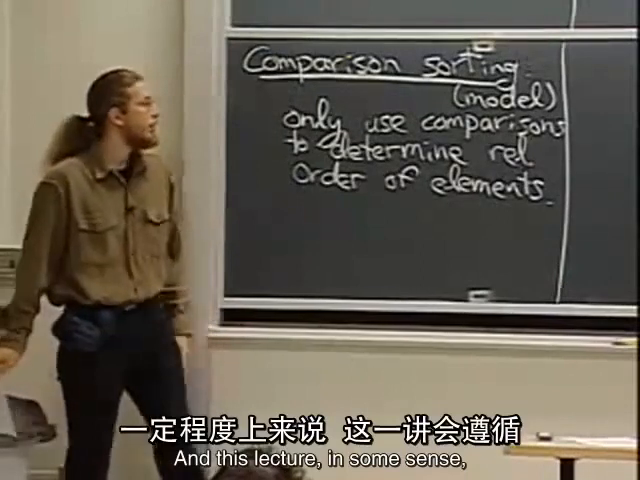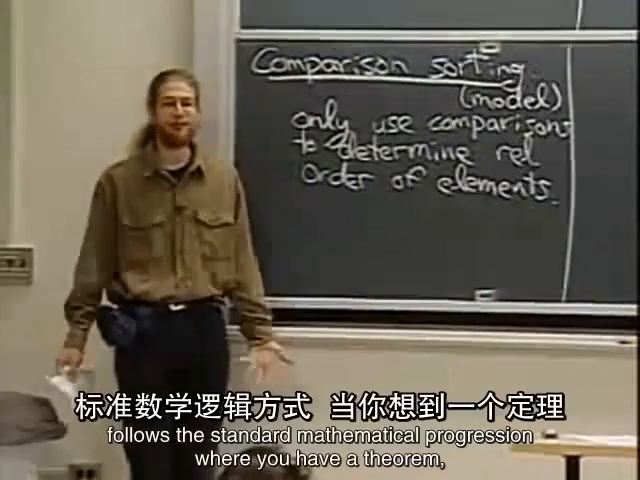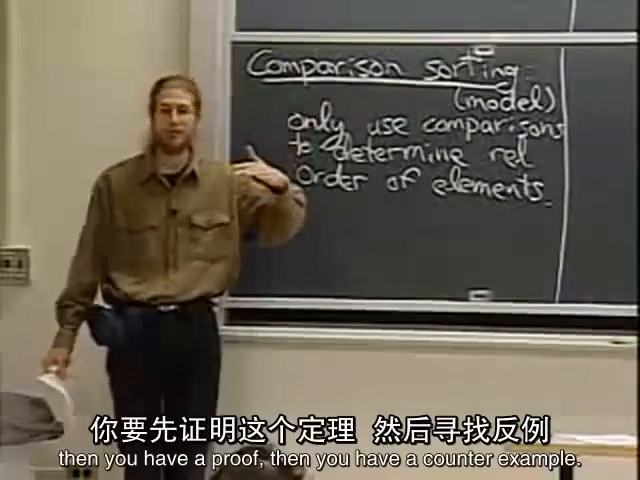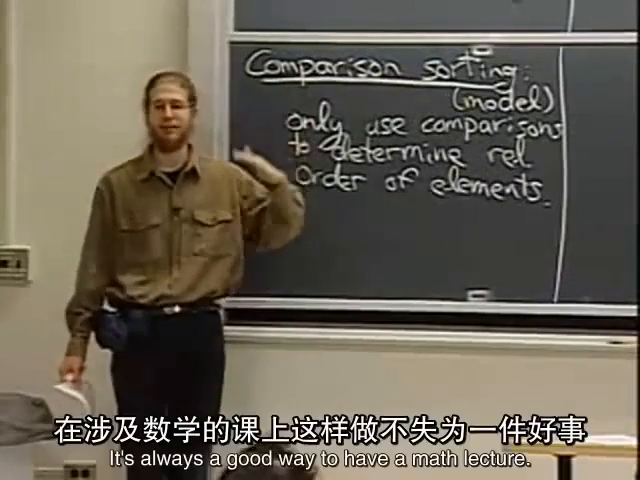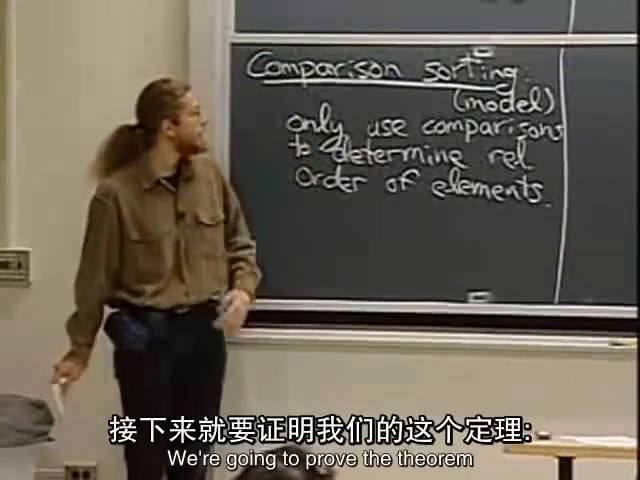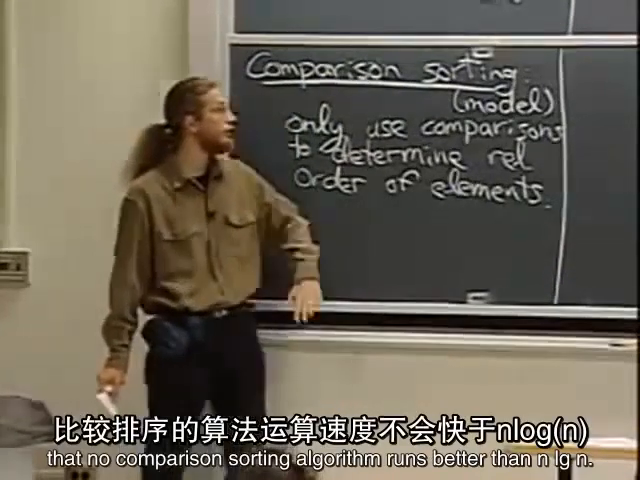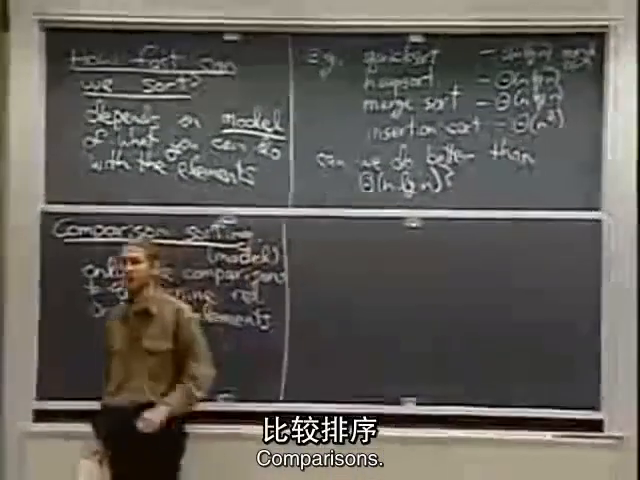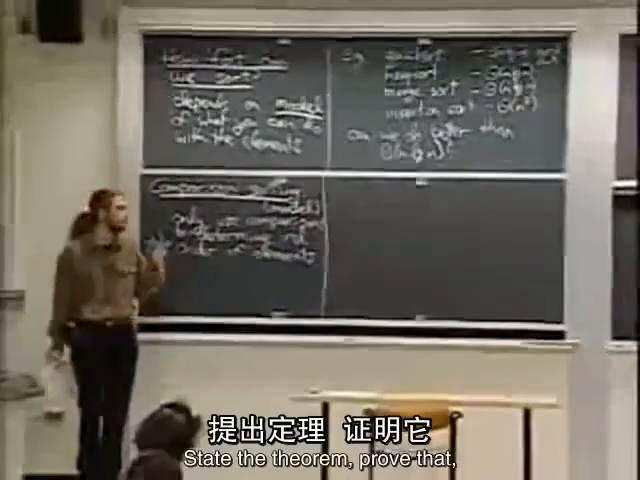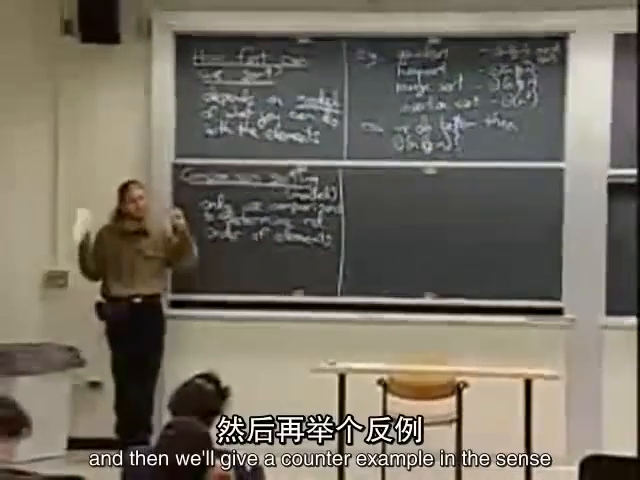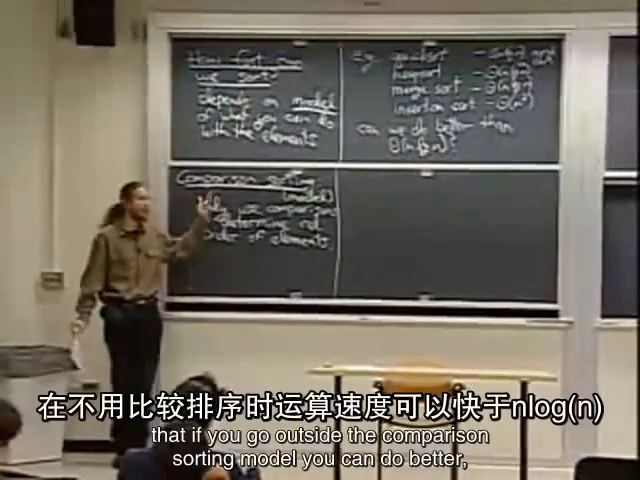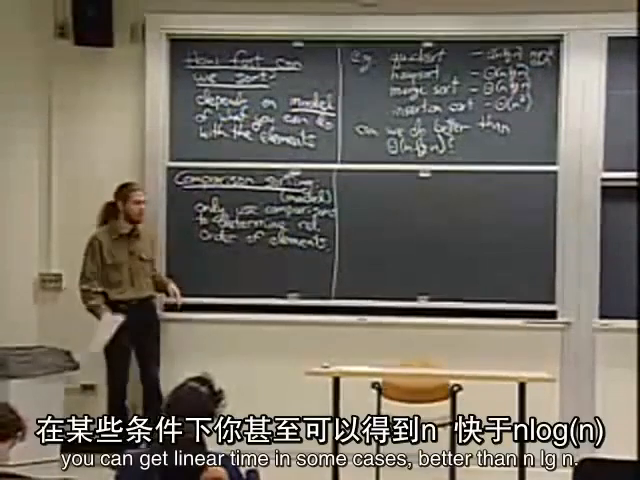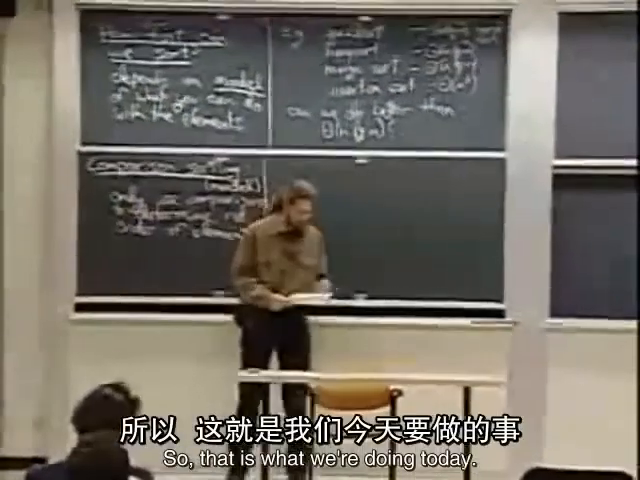And this lecture, in some sense, follows the standard mathematical progression where you have a theorem, then you have a proof, then you have a counterexample. It's always a good way to have a math lecture. So we're going to prove the theorem that no comparison sorting algorithm runs better than n log n comparisons. So we'll state the theorem, prove that, and then we'll give a counterexample in the sense that if you go outside the comparison sorting model, you can do better. You can get linear time in some cases, better than n log n. So that's what we're doing today.